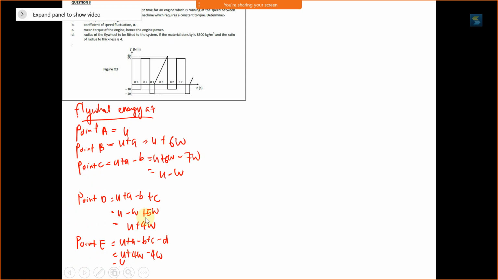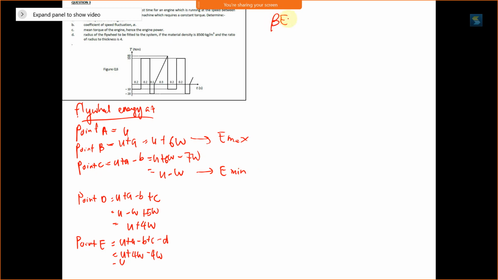Okay. So that is our energy. So where is our maximum energy? Which point? Point dekat mana? Resulting in maximum energy. Point B, isn't it? So point B is maximum. So this is E max. And where is our minimum? Minimum is point E minimum.